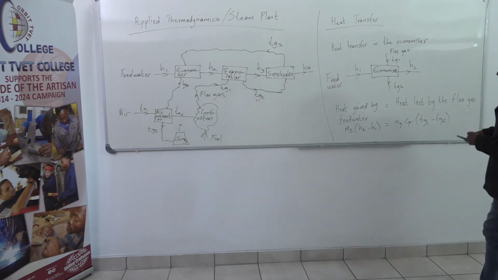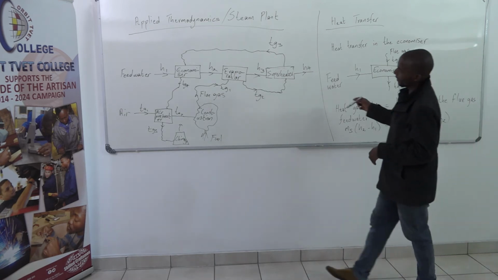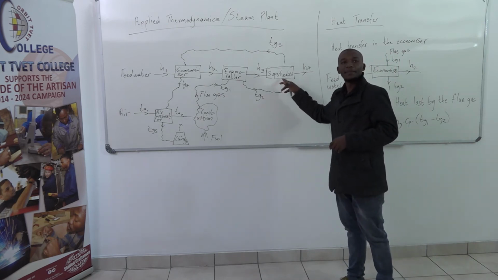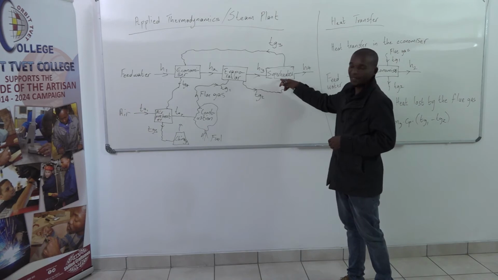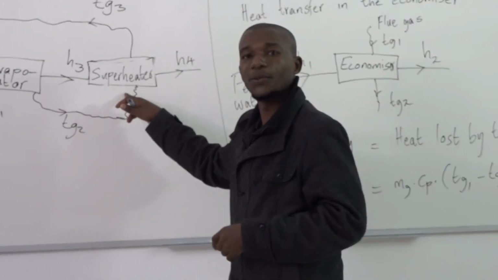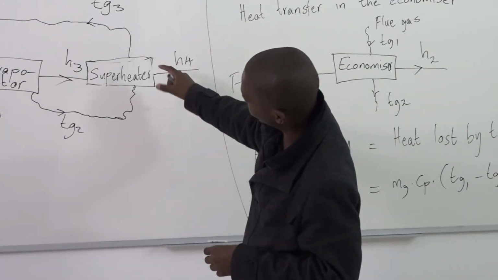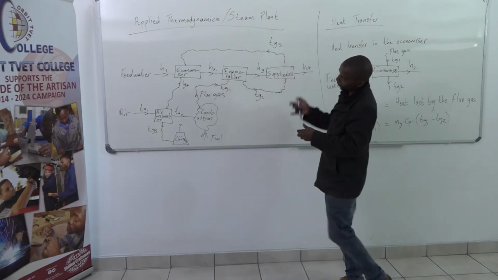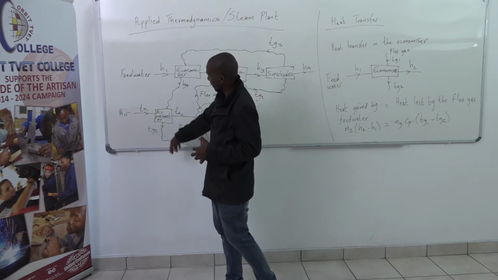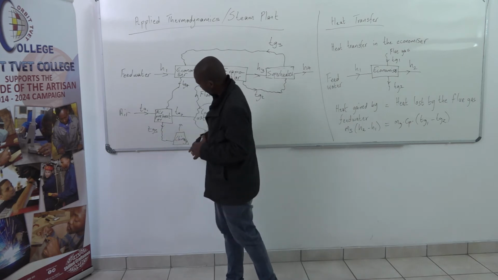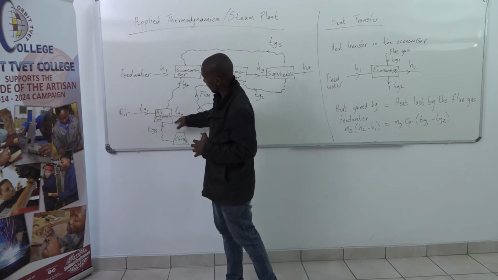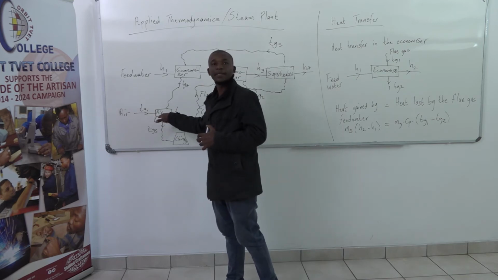And the same equation again applies in the superheater. The heat gained by steam here in the superheater is equal to the heat lost by the flue gases in the superheater. And also in the air preheater, the heat lost by the flue gas in the air preheater is equal to the heat gained by air in the preheater.